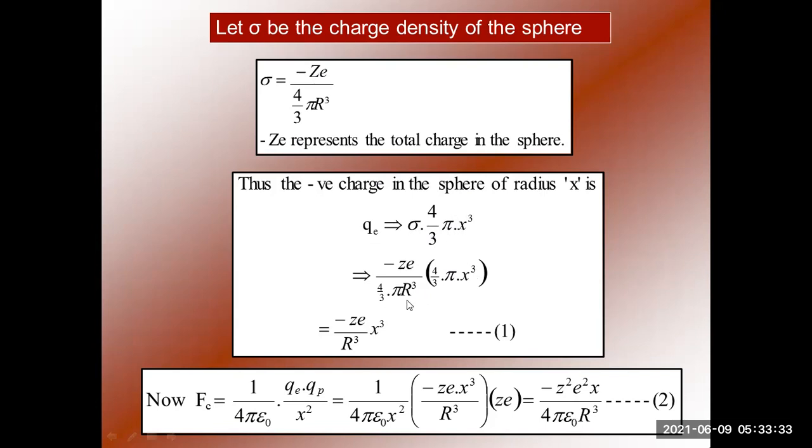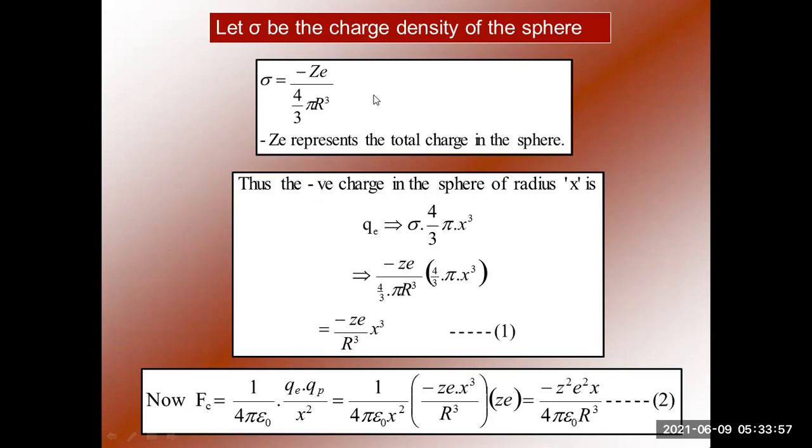So here 4 pi 3 pi 4 pi 3 will get cancelled. Now we obtain that the negative charge in the sphere having the radius x, that is the electron charge, is given by minus Ze by capital R cube into x cube. Now, this is the case when there is a Lorentz force, right? We have just calculated that with respect to the Lorentz force.